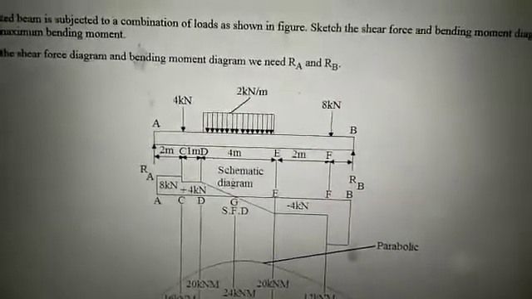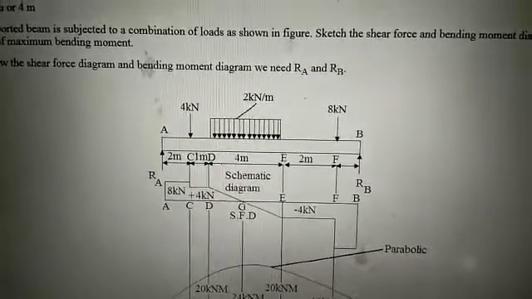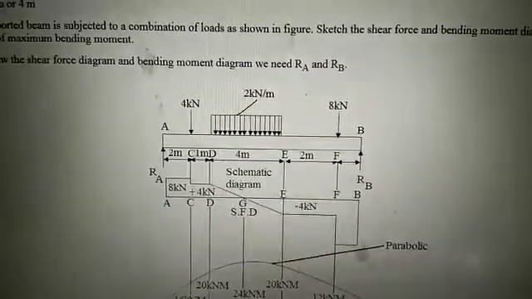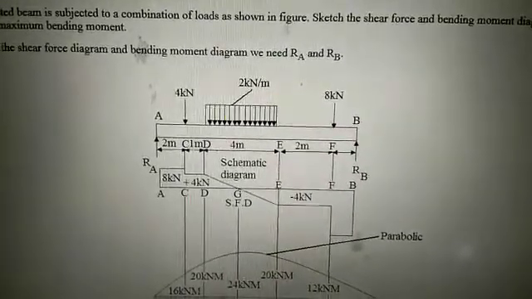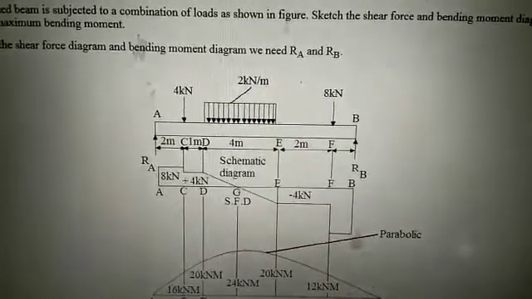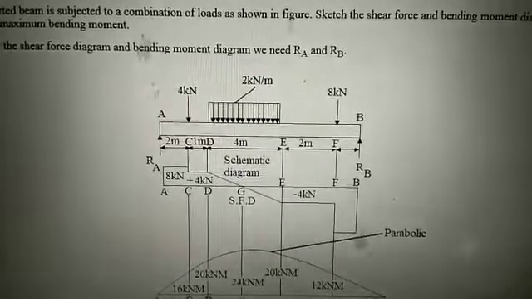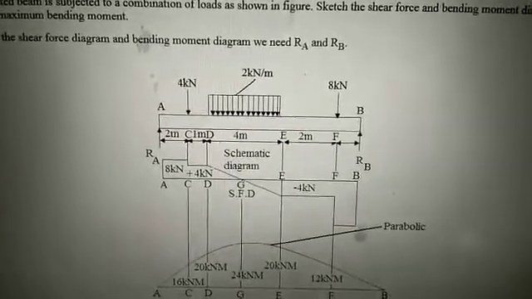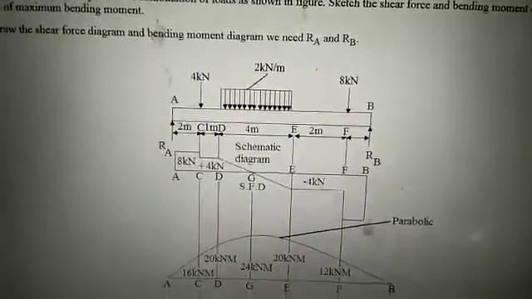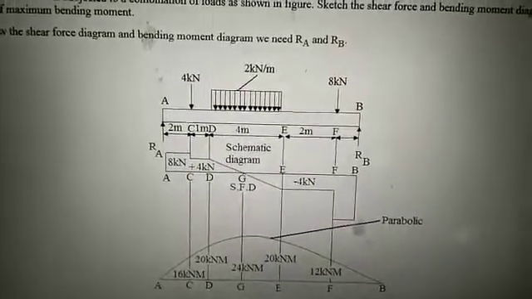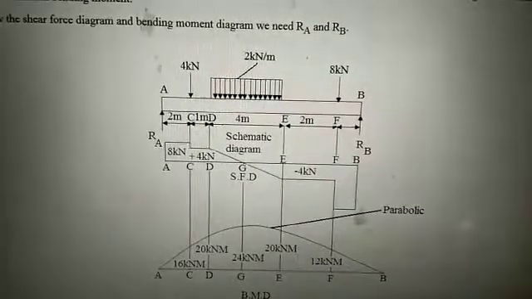In the diagram, a beam AB is shown which is loaded with multiple loads. A load of 4 kN is applied at a distance of 2 meter from A. A load of 8 kN is applied at a distance of 1 meter from B. A uniformly distributed load of 2 kN per meter run is also applied on this span, for a distance of 4 meter. Now for this beam we have to calculate the shear force diagram, bending moment diagram and maximum bending moment.